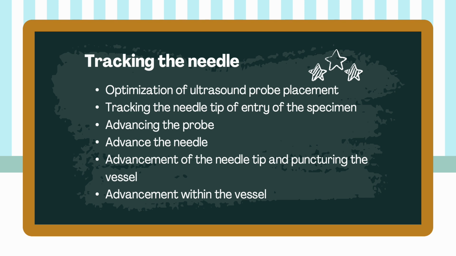The first step is deciding the initial point of ultrasound placement. After that, the needle is entered into the specimen and seen on ultrasound. The probe is then advanced, the needle advanced to meet it, and these two steps are repeated until the vein is cannulated. This will better be demonstrated in the following video.